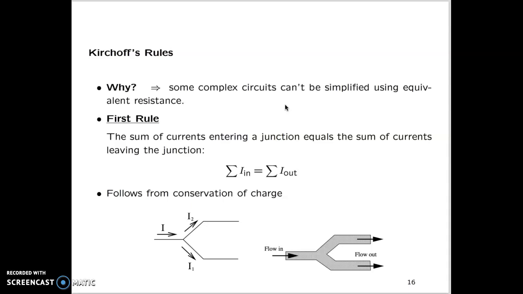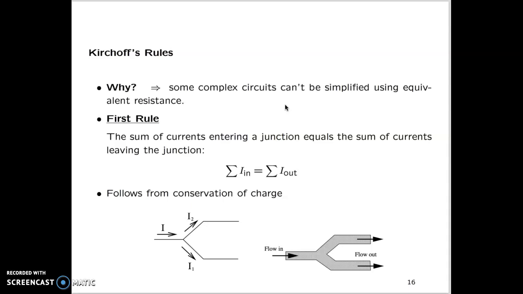of resistors and hook them up to a battery, and you want to know what the currents are through each resistor. That would be a typical kind of solution to a circuit that you would be trying to work through. If you have the currents going through the resistors, then you also have the potential differences across the resistors as well. Now, sometimes complex circuits cannot be simplified using the equivalent resistance method.